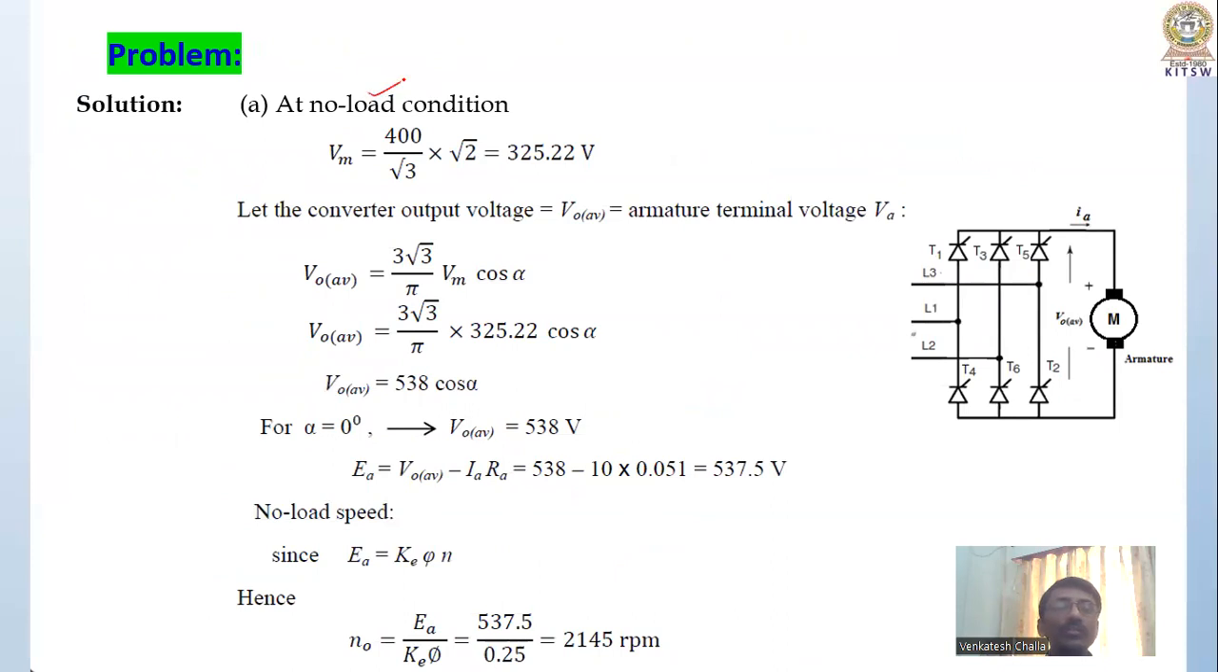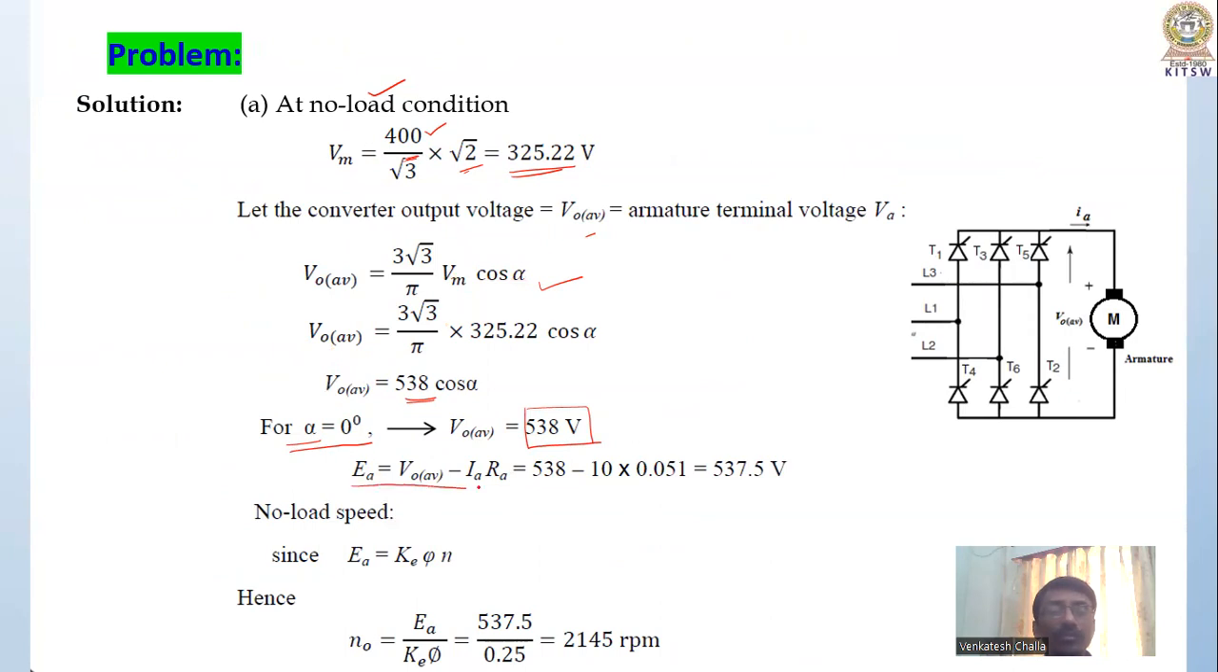So at no load condition, first we'll see Vm is equal to, this is nothing but phase voltage peak value. So given is 400 volts line value divided by root 3 will give phase value RMS, into root 2 will give peak value phase voltage. That is nothing but Vm given by 325.22 volts. Let the converter output voltage V naught average be equal to armature terminal voltage VA, given by 3 root 3 Vm by pi into cos alpha. So substitute the values, then you'll get 538 into cos alpha. So for alpha equal to 0 degrees, VA average will become 538 volts.